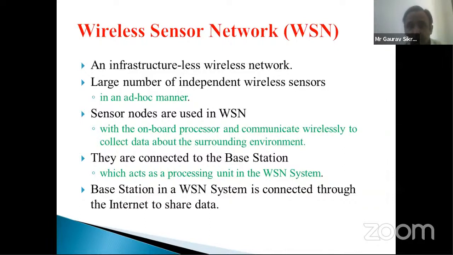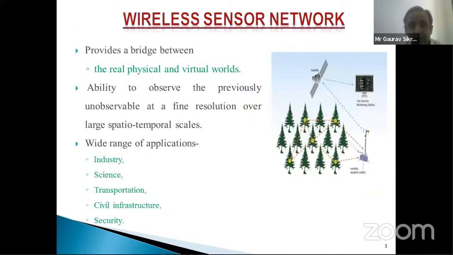Sensor nodes are used in a wireless sensor network with onboard processors, and they communicate wirelessly to collect data about the surrounding environment. They are connected to the base stations, which act as the processing unit in the wireless sensor network. The base station is connected through the internet to share data. It provides a bridge between the real, physical, and virtual worlds, with the ability to observe the previously unobservable at fine resolution over large spatio-temporal scales. A wide range of applications exists: industry, science, transportation, civil infrastructure, as well as security.